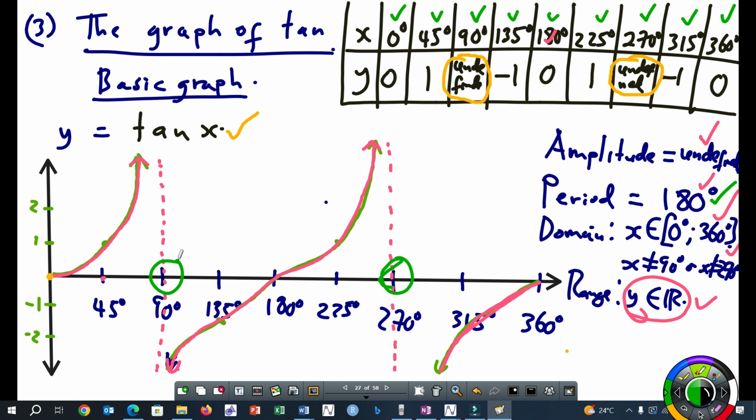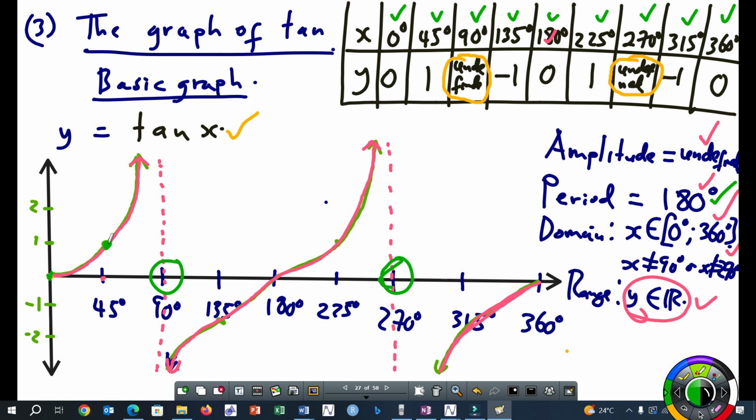Then, between 0 and 90, you plot now. When x is 0, y is 0. So that's this point. When x is 45, y is 1, which is that point. Then you join them by drawing a nice curve going up. But that curve should not touch the asymptote at 90 degrees. Are you following that?